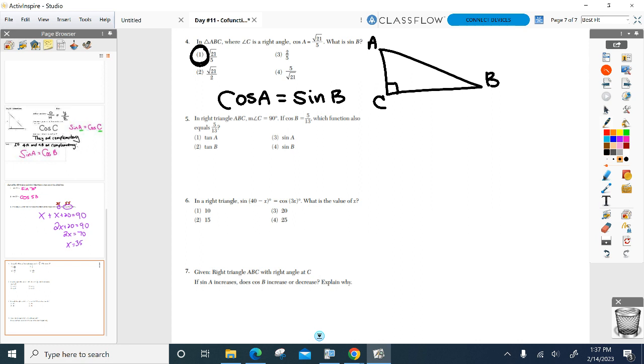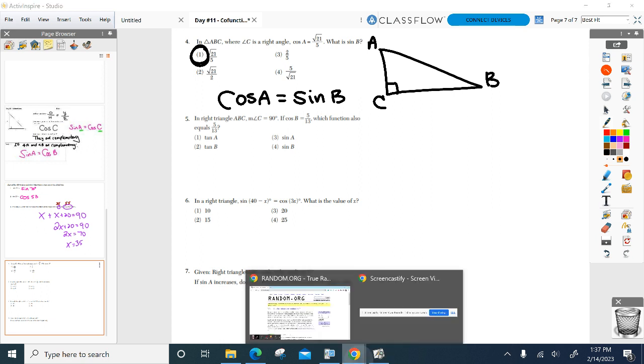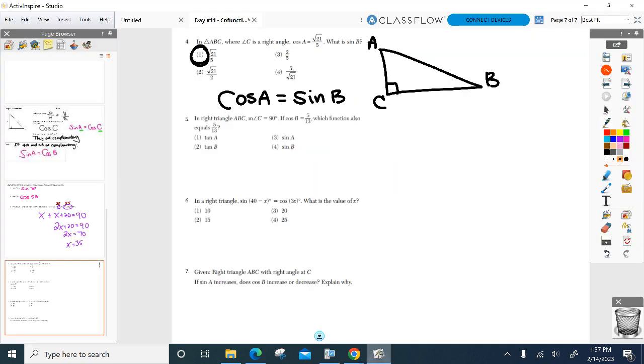Cosine of B equals 5/13. So that must mean what else equals 5/13? Sine of A. Sine of A, yep. The sine of the complementary angle. Good job.